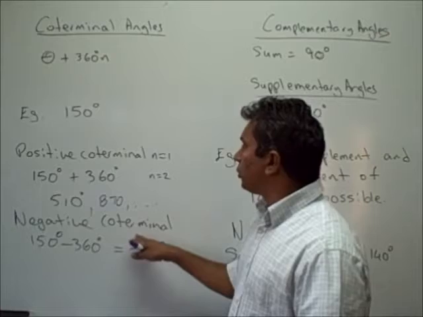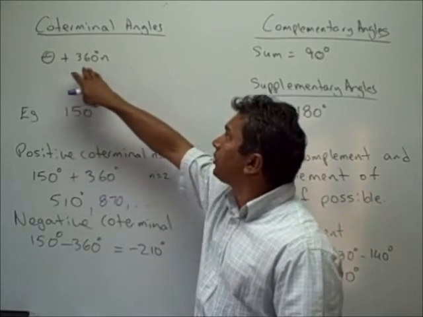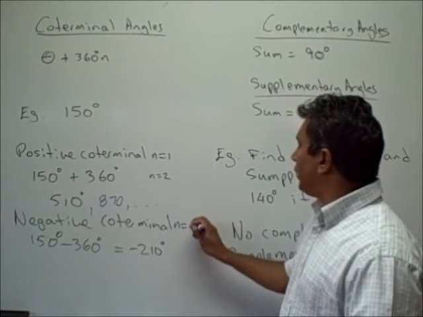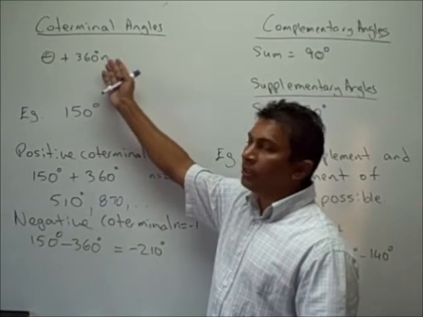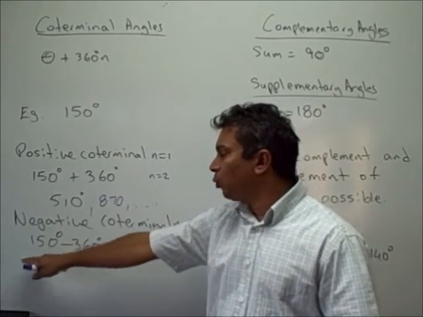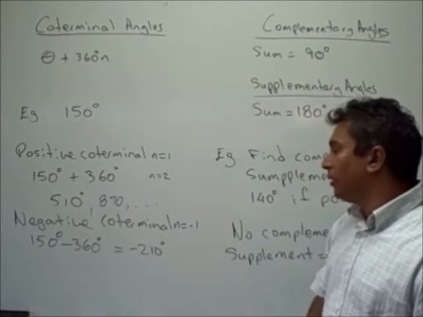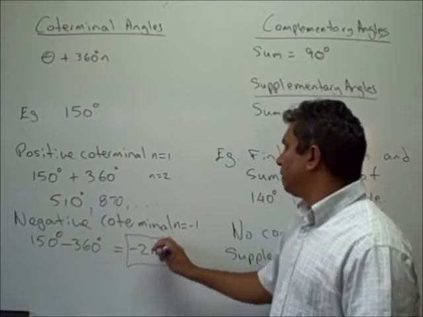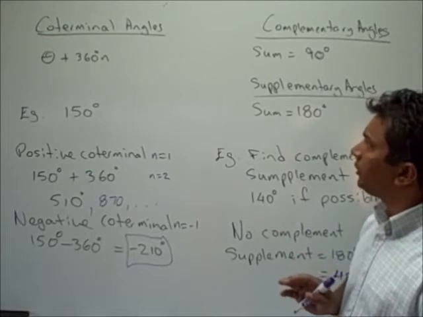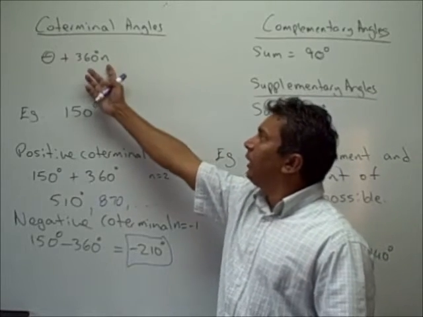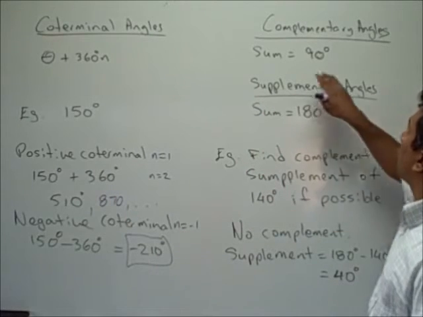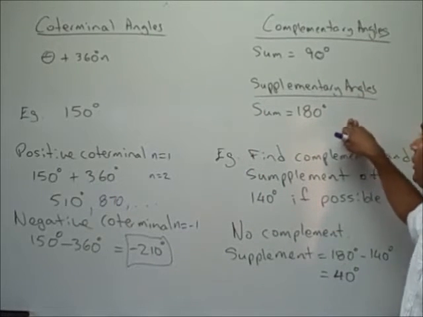To find a negative coterminal, it would be theta plus 360 times n. This time n could be -1. So if n is -1, it's -1 times 360, which makes it a -360. So it's 150 minus 360, which gives us a -210. So here we can find coterminal angles just like we did for radians, but this time we're adding n times 360 degrees.